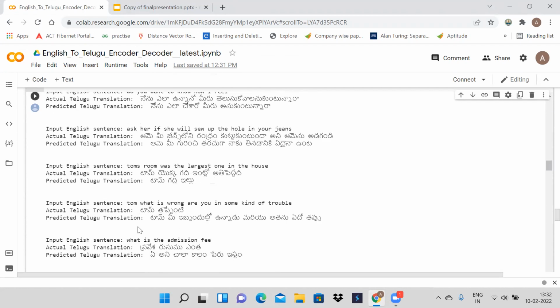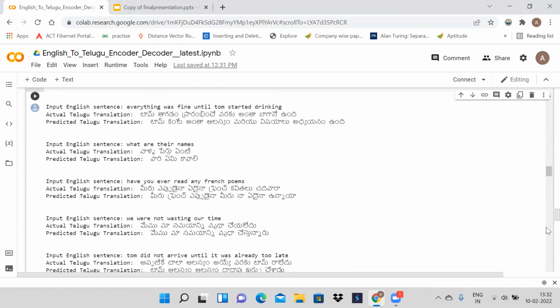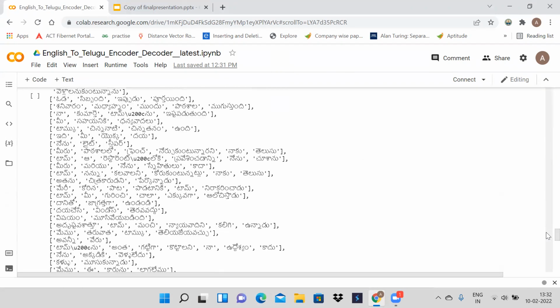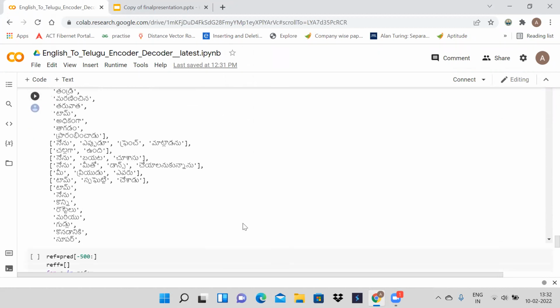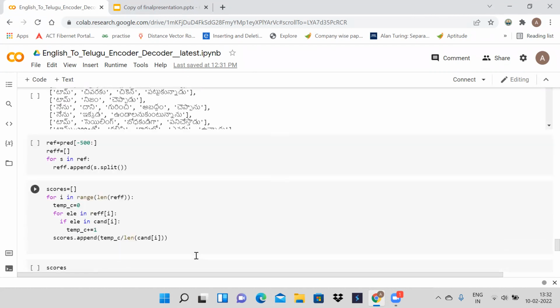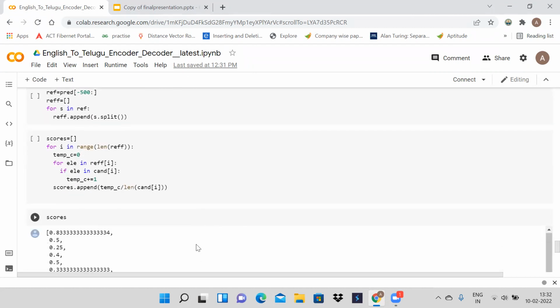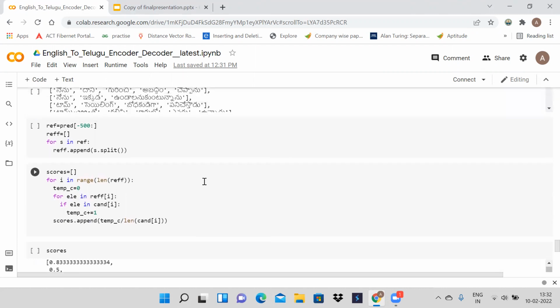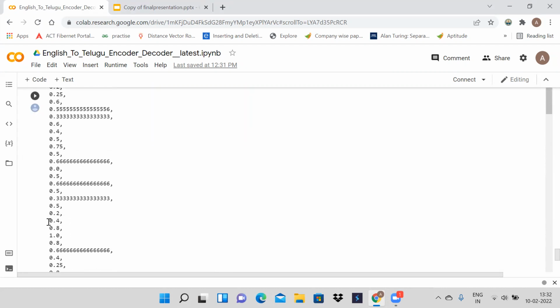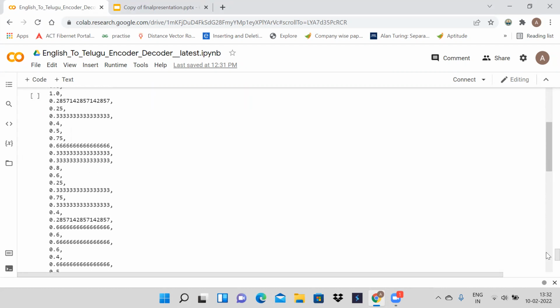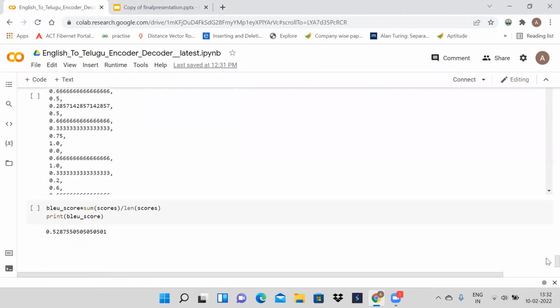For evaluation of the model, we used the BLEU score, which is the bilingual evaluation understudy score metric. Here, the output sentences are compared with a set of reference sentences. The reference sentences which we used are the sentences given in the data set. So the candidate sentence and the reference sentences are compared, and the evaluation score is generated for every sentence. The final evaluation score of the model is 0.528, which is around 52.8%. This BLEU score signifies that the translations are understandable.